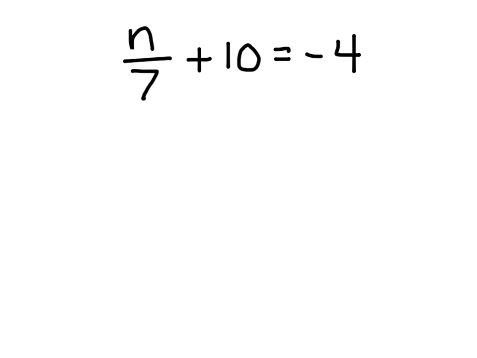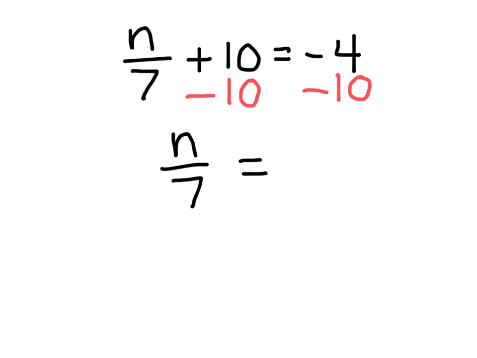Welcome back from pausing the video. Our first step is to subtract 10 from both sides. When we do that, we have n divided by 7 remains on the left side of the equal sign. And then negative 4 minus 10, that's the same as negative 4 plus negative 10. That would equal negative 14.